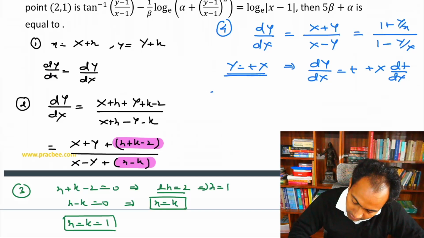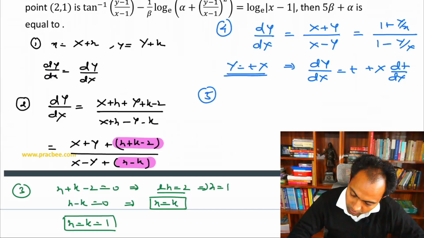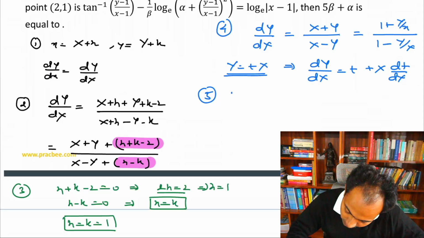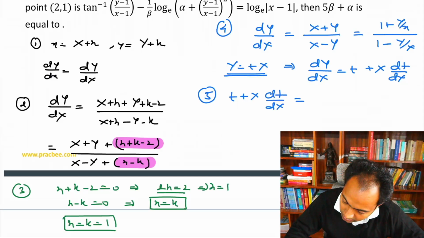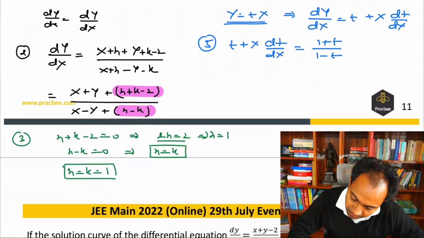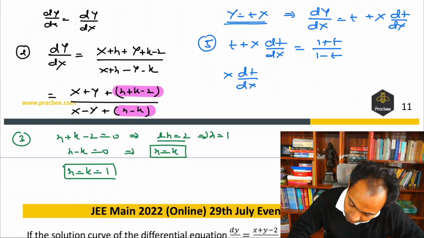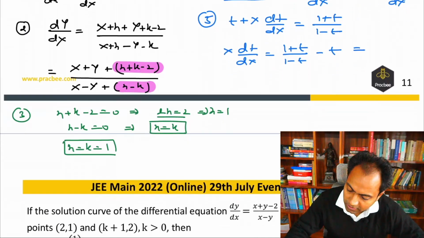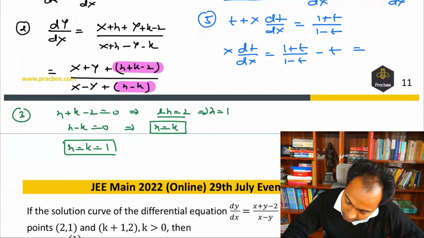So in the fifth part, if I substitute, let us see what do I get. This is t plus capital X dt by dx on the left hand side. On the right hand side, we will have 1 plus t by 1 minus t. If I simplify, capital X dt by dx will be equal to 1 plus t by 1 minus t minus t. And if I simplify this, the right hand side comes out to be 1 plus t minus t square, so this will become 1 plus t square by 1 minus t.